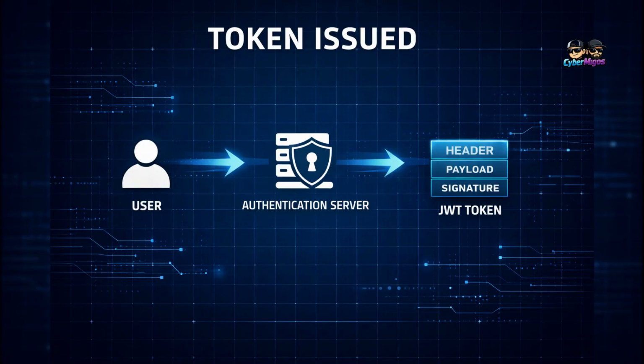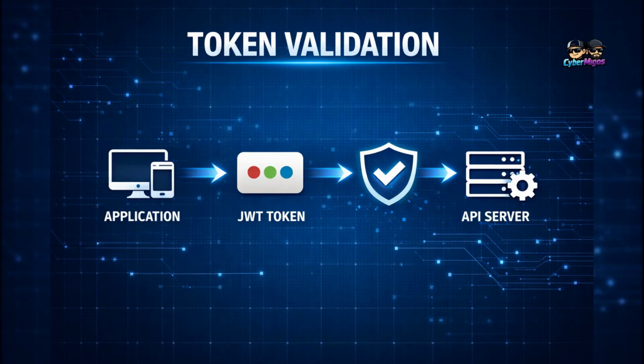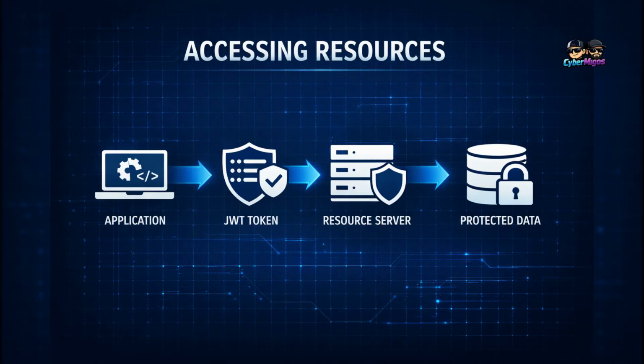After a user successfully logs in, the authentication server generates a JWT. This token is then returned to the application. When the application sends a request to an API, it includes the JWT. The server verifies the token's signature to confirm that it has not been altered. If the token is valid and the user has permission, the server allows access to protected resources. The JWT acts as proof of the user's identity and authorization.